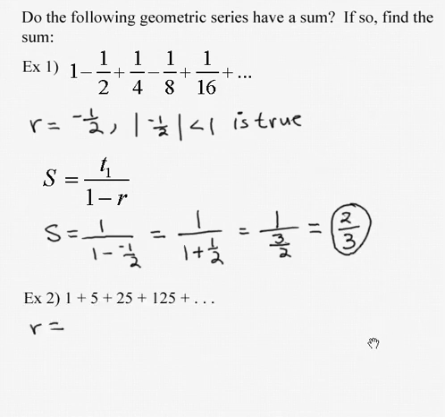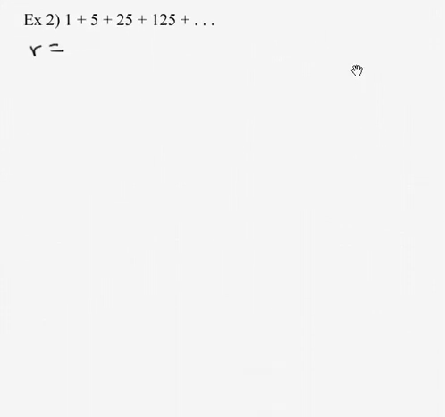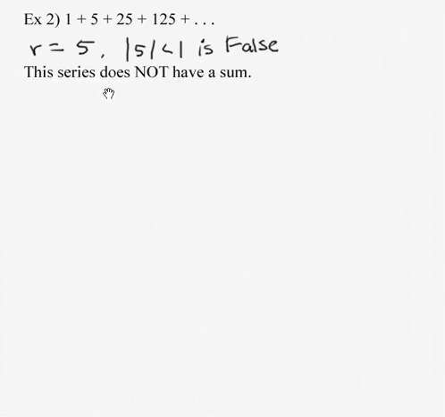Let's look at another example. We've got 1 plus 5 plus 25 plus 125 plus... And again, our formula today only works for infinite series, if it does work. Here the common ratio is 5 though. 1 times 5 is 5, 5 times 5 is 25, 25 times 5 is 125. The absolute value of 5 is not less than 1. That's false. So this series does not have a sum. This is a series where as we get further out there, one of these terms way out there is going to be really close to infinity itself, so its sum will be too.